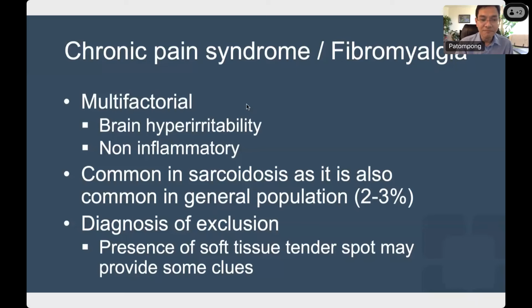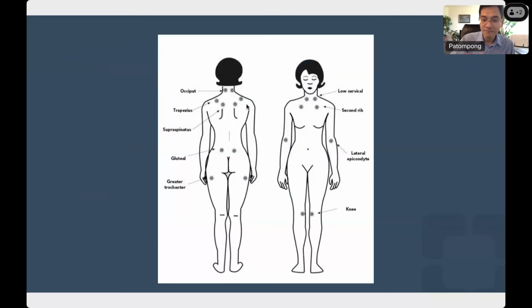However, sometimes the physical exam can provide me some clues that we are dealing with chronic pain syndrome or fibromyalgia. If we do see a pattern of tender spots in specific areas of the patient's body, sometimes that presence of soft tissue tender spots can help me with the diagnosis. And these are the tender spots that we are talking about. There is a unique set of spots in our body that, when they are super tender, can provide me some clues that we are dealing with chronic pain syndrome or fibromyalgia.